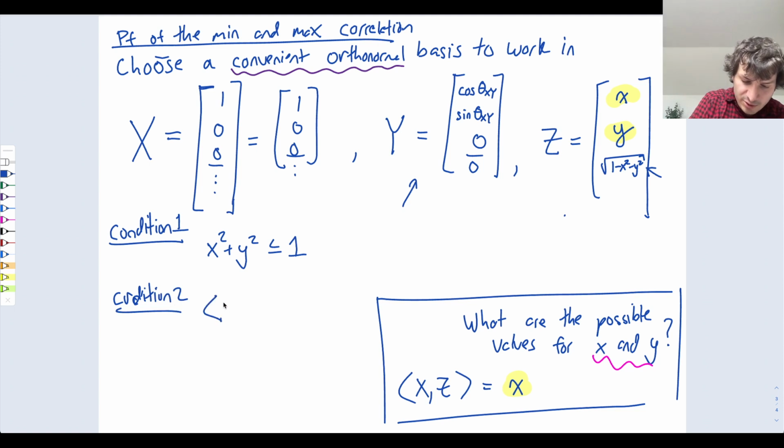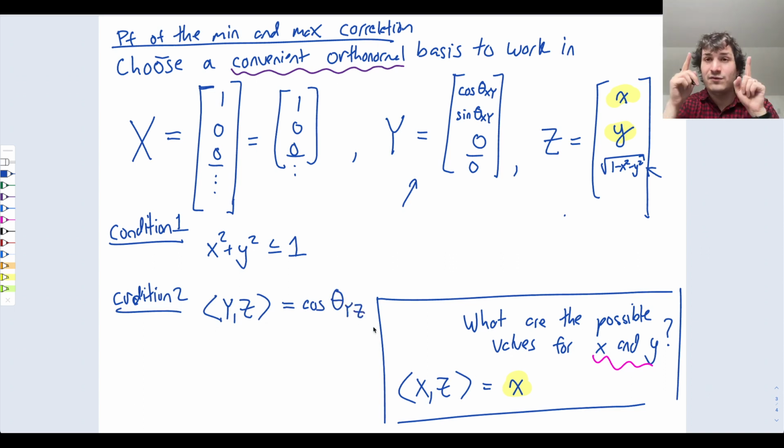Condition 2 is that the inner product between y and z must be equal to whatever was given. It's equal to the cosine of theta yz. In the problem, we were given the inner product between x and y, which I already used to make these entries. And we were also given the inner product between y and z, which I haven't used yet, but I'm using now. I'm using it in this condition that the inner product between y and z must be the cosine of theta yz. Okay.